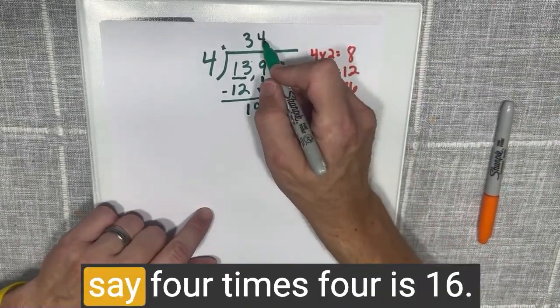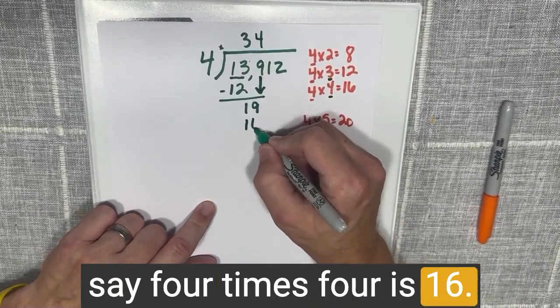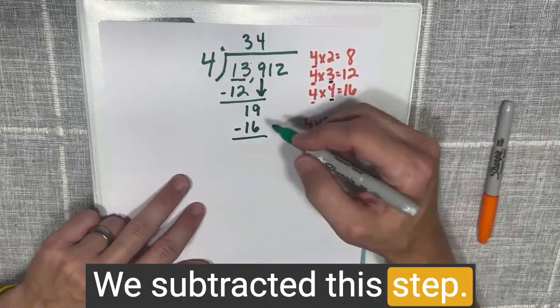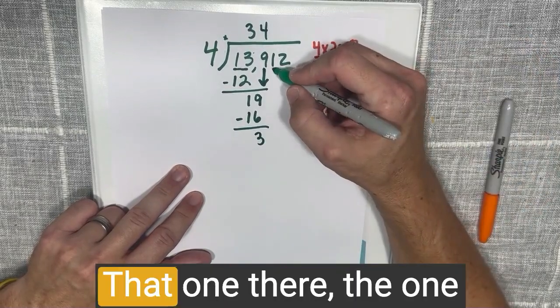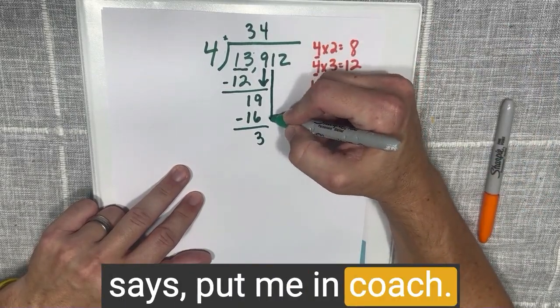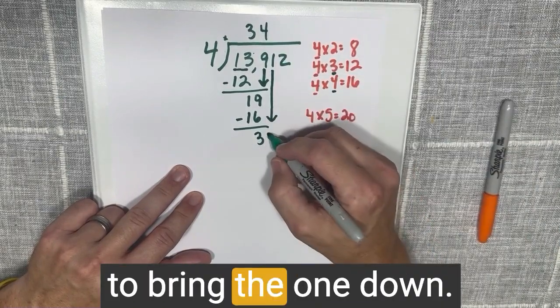And then we would say 4 times 4 is 16. Okay, we subtract at this step. 9 minus 6 is 3. I go to my next digit, that 1 there. The 1 says, put me in, coach. I'm ready. All right, so I'm going to bring the 1 down.